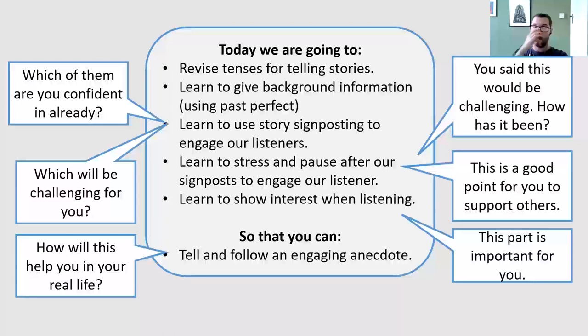You said this will be challenging. How was it? Are you okay with it? Do you need a little bit more support? This is a good point for you to help your partner here. You said you were quite confident in this. This part, really focus on this part for you. We are weaving this thread throughout our entire lesson, but it all begins with these aims and objectives consistently written and removing all the obstacles to students discussing them.